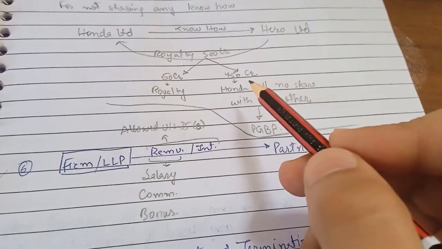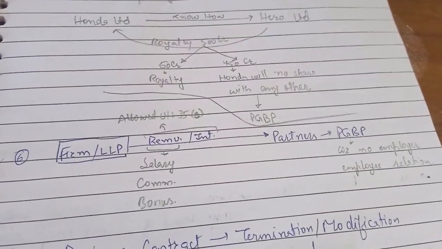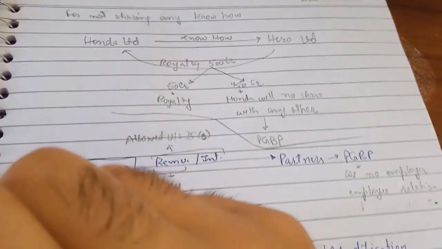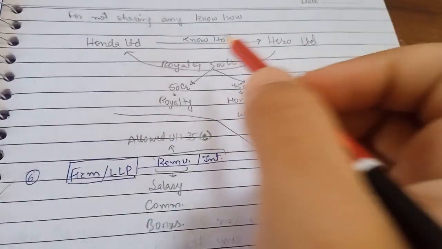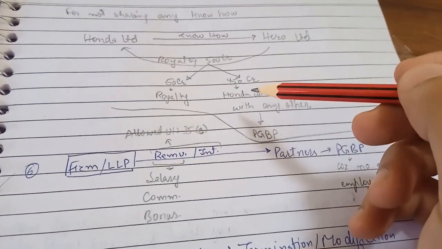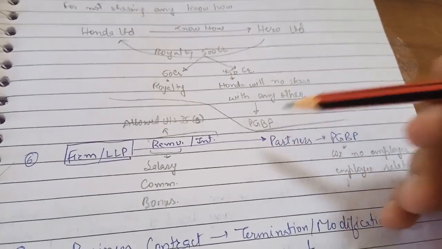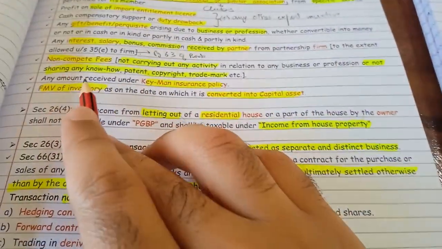And the 450 crore represents the non-compete fees, meaning it is for stopping Honda from sharing this same technical know-how with any other manufacturing company, let's say Bajaj, so that Bajaj cannot enter the industry with the same know-how. This is fees for not carrying out any activity. This is also a form of non-compete fees, and it's also taxable under the head business income. Here it is non-compete fees for not carrying out any activity or not sharing any know-how, patent, copyright, or trademark.